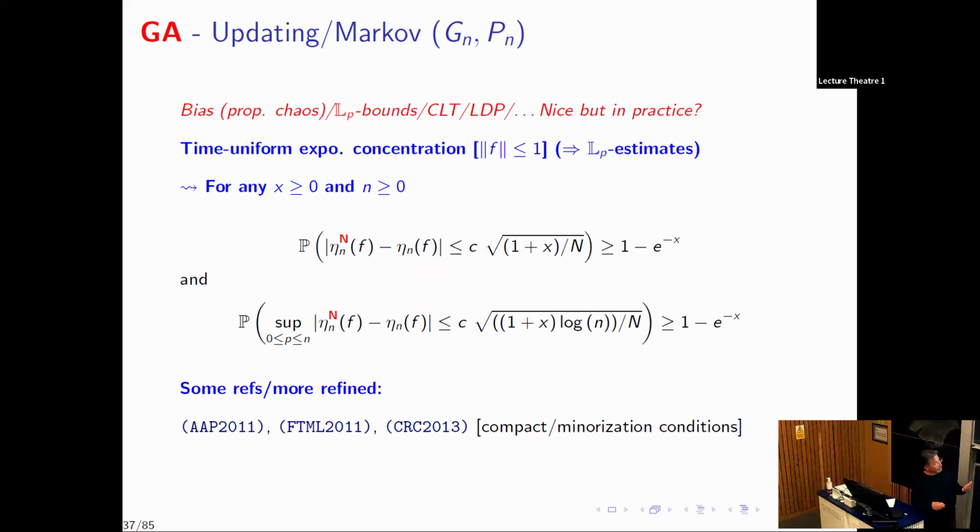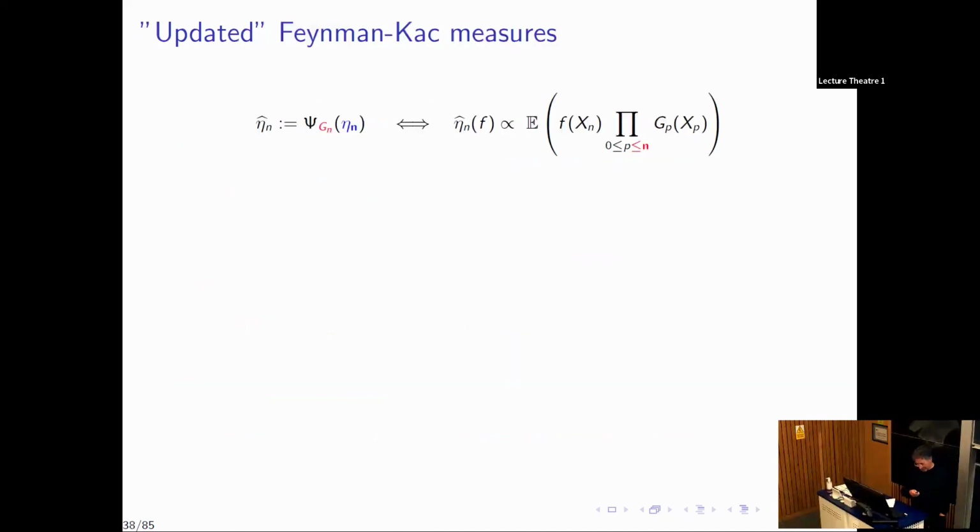But the only result we have obtained, I put some references here, but it was only based on a compact minorization condition, which basically works for diffusion models reflected on the boundary of the domain. So of course the constant may not be nice, but every diffusion on a compact set, if it's reflected, satisfies the minorization condition. So it's not so bad. Try to sell what we did. Okay, so this is exactly what I did.